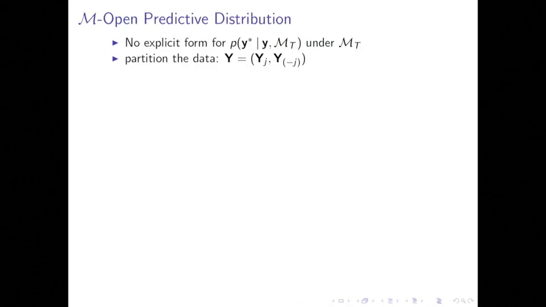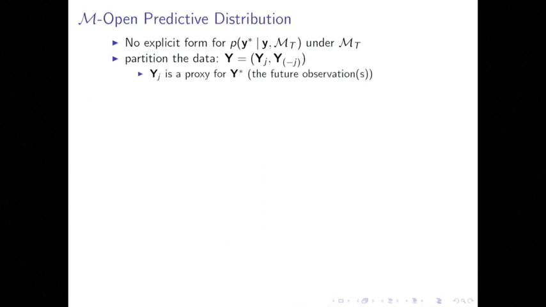Okay, so one approach, and this goes back to Bernardo and Smith, Key, Paricci, and Smith, is the idea to partition the data. So we might think about data that I've left out, so minus J. J might be observations that I'm going to use for my model building. Minus J are observations that I'm leaving out.